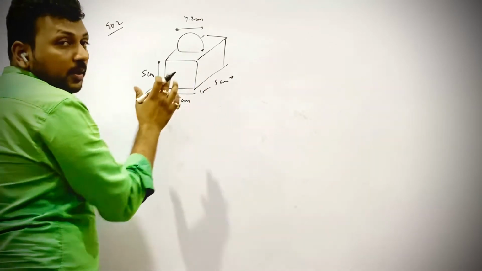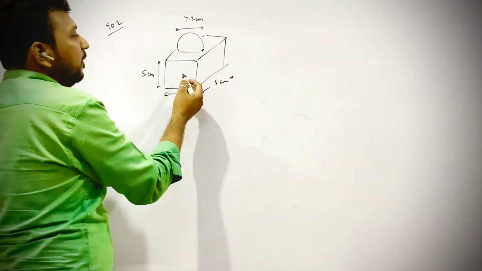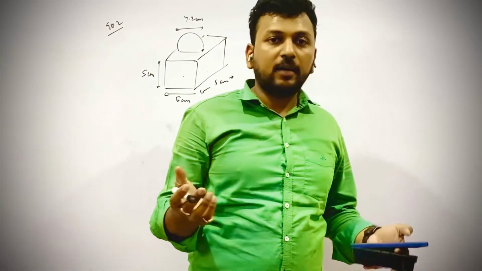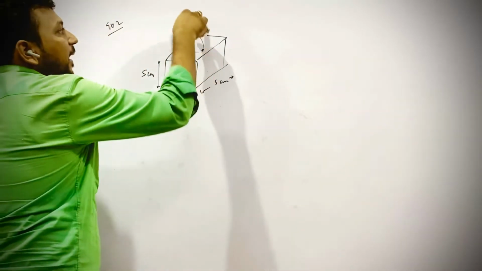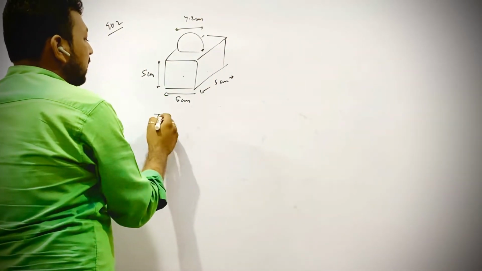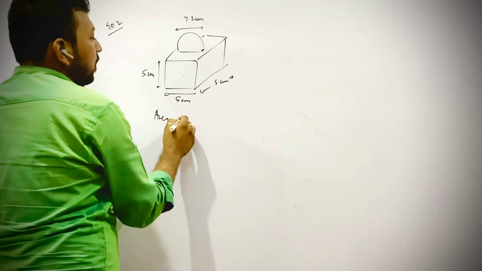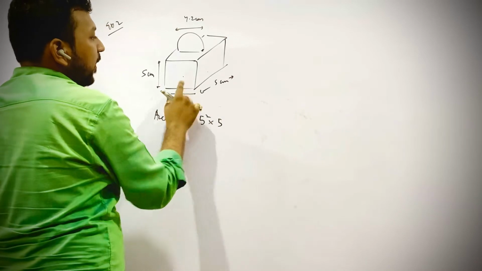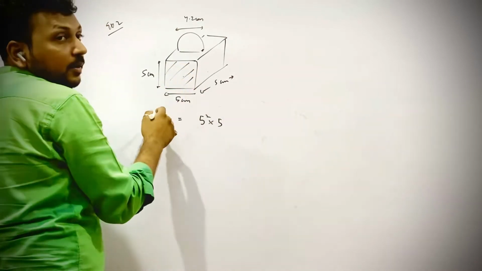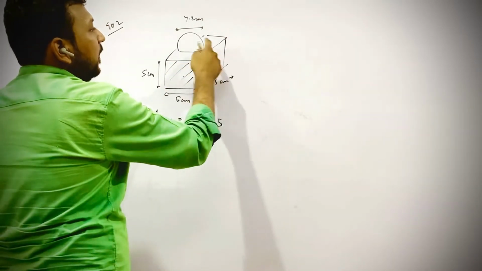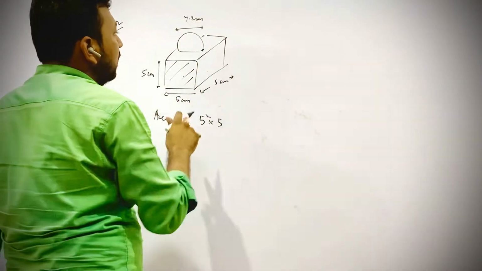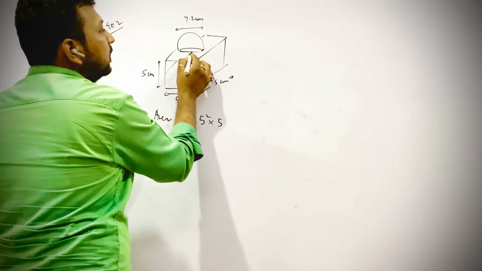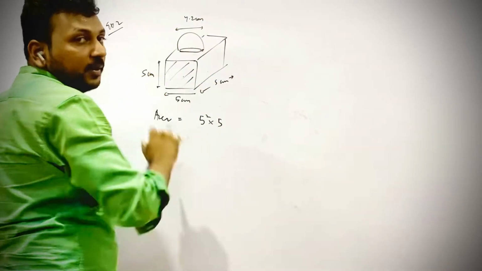If you talk about the cube, there are 1, 2, 3, 4, 5 sides which are uncovered. One side has this hemisphere. So what is the area? The area is 5 square, 5 times 5 into 5, that is 5 square. How many times? 5 times. 1, 2, 3, 4, 5. Right? This side is also there, but we have to subtract the circle here and add the hemisphere here.